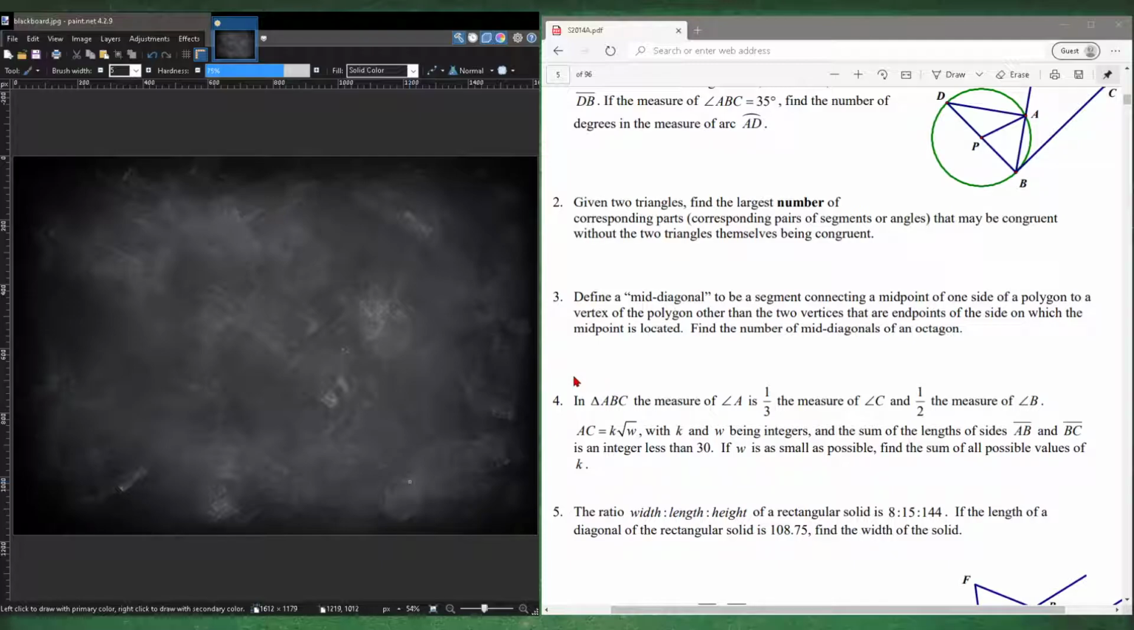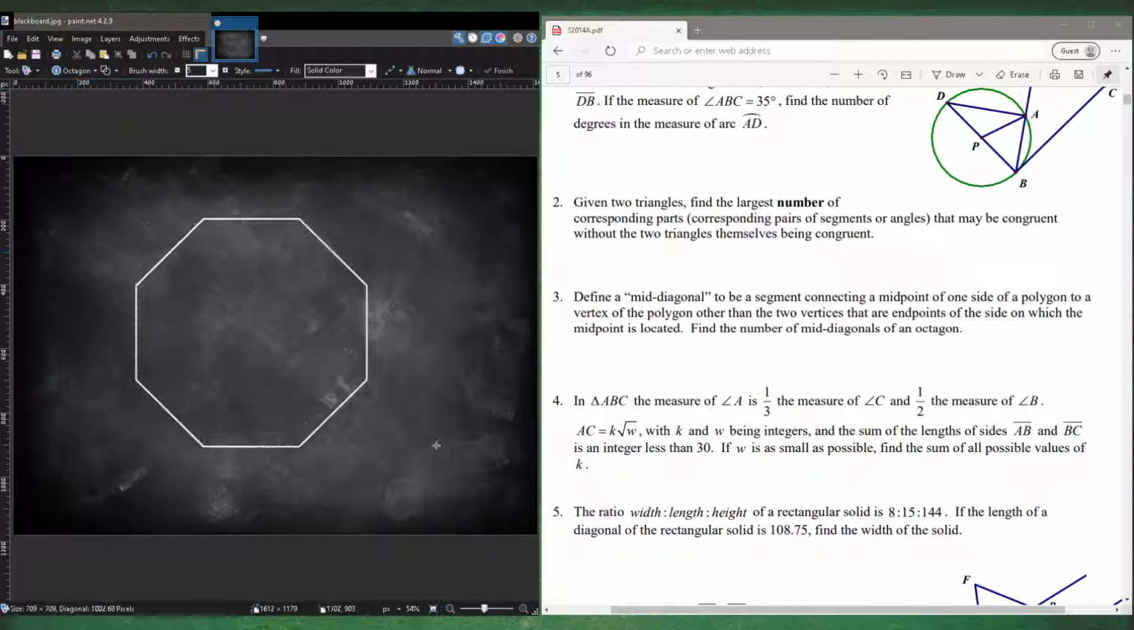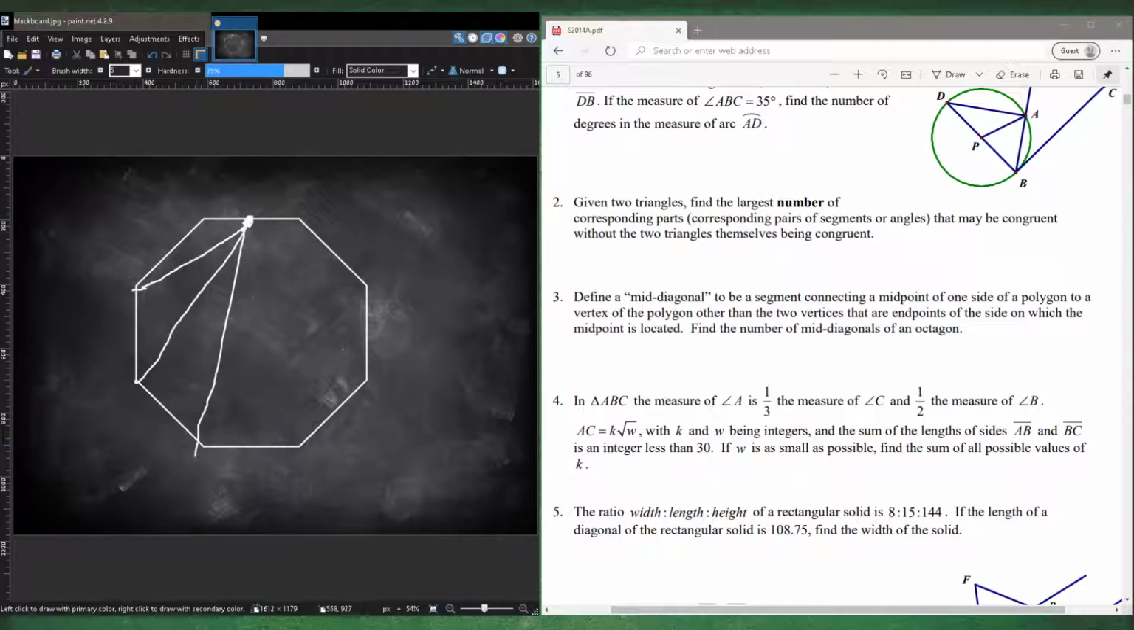Number 3. Define a mid-diagonal to be a segment connecting a midpoint of one side of a polygon to a vertex of the polygon other than the two vertices that are at the endpoints of the side on which the midpoint is located. Find the number of mid-diagonals of an octagon. So let's draw an octagon. Okay. So a mid-diagonal is basically we take the midpoint of a side, and then the mid-diagonal is from that point to a vertex, right? And there's here, here, here, here, and here.